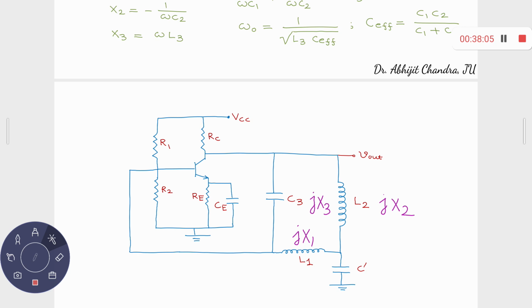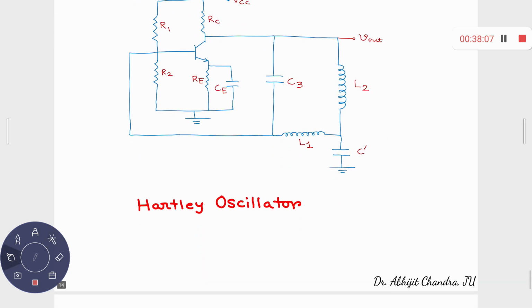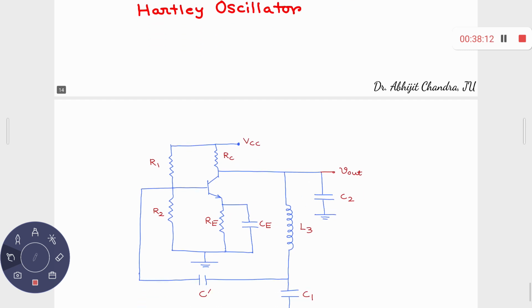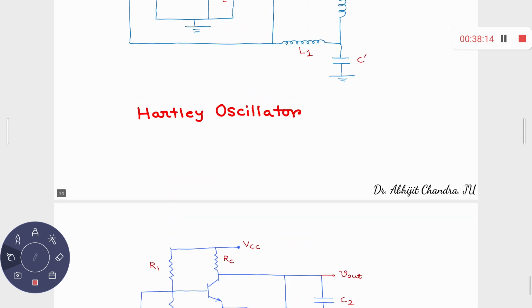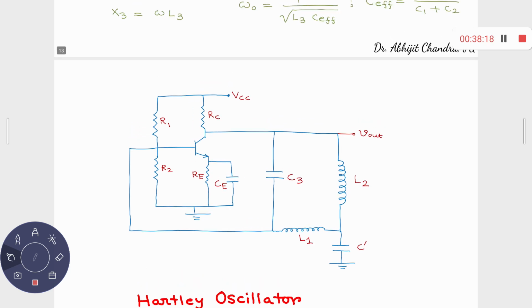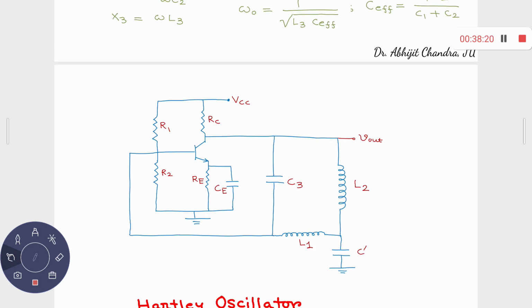We can also modify this one. Sometimes you don't require this R1 or R2 also. Why? Because this biasing can be done directly.